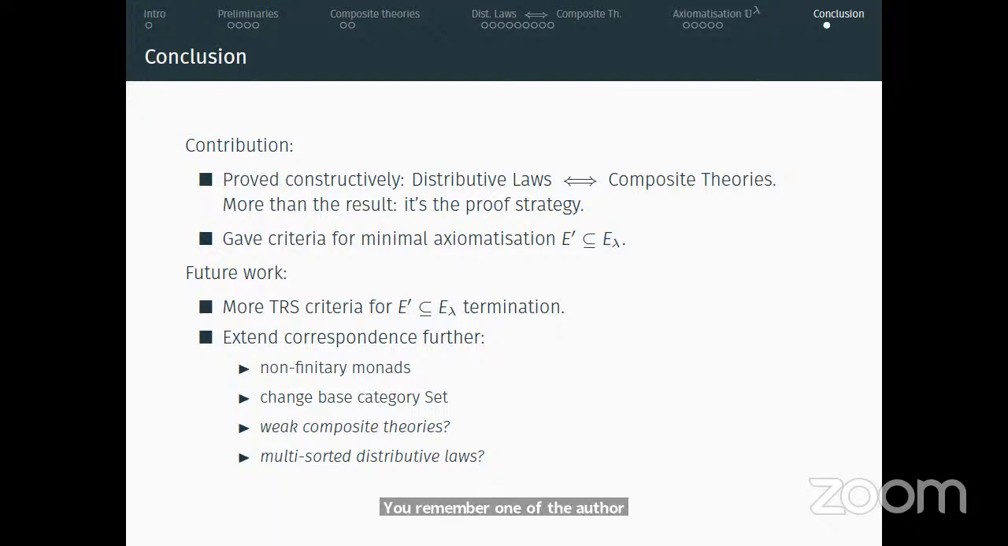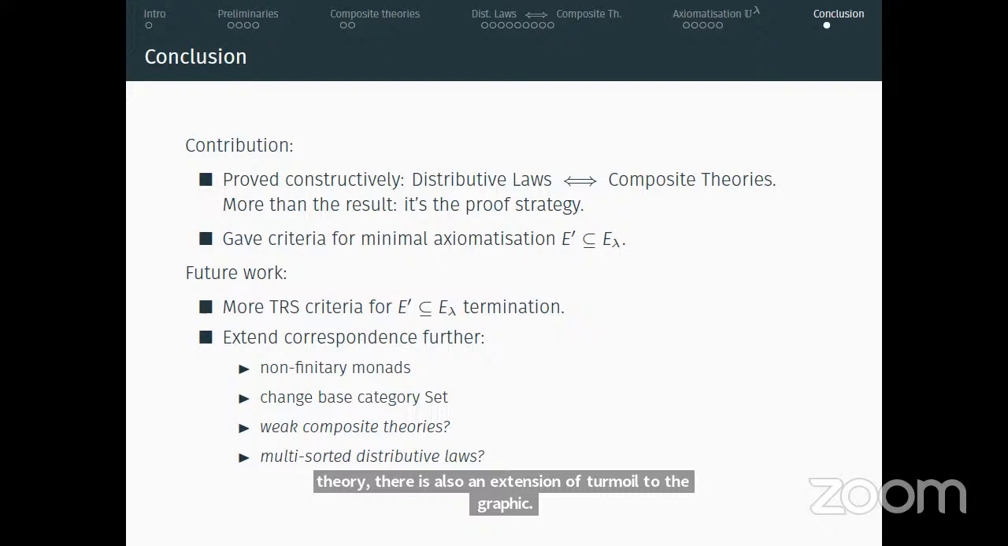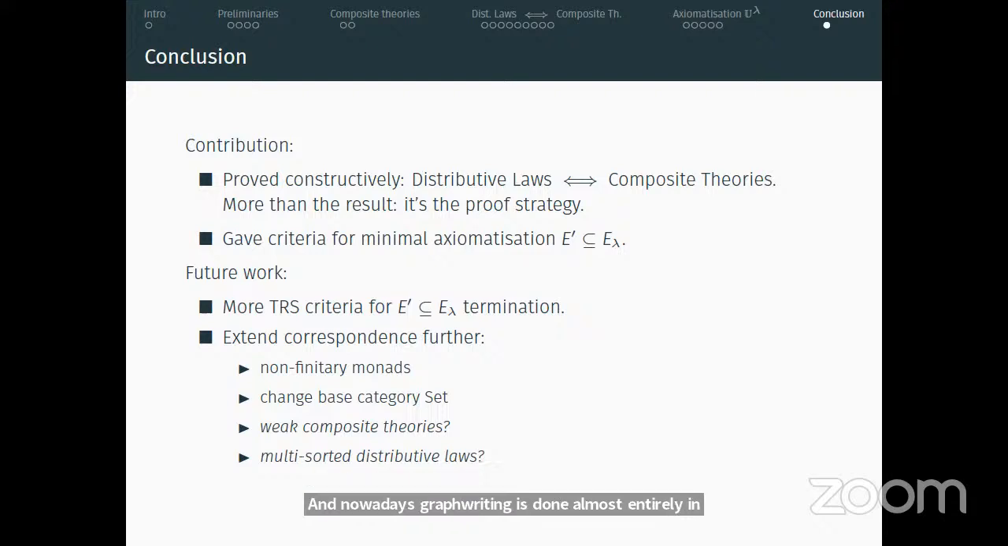I'll think about it. The danger is that if you look at rewriting and category theory, there is also an extension of term rewriting, which is graph rewriting. Nowadays, graph rewriting is done almost entirely in category theory. So most results you will find are about this framework, and that's also something that I've been working on.